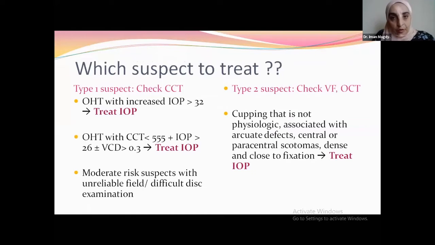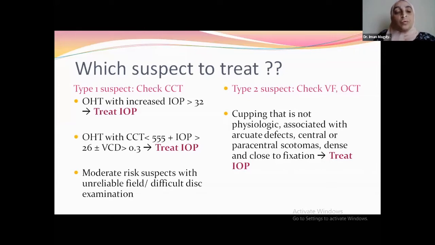So overall, if we look at both types of glaucoma suspect, which suspect to treat, we will find that in suspect number one, the ocular hypertensive patient, we treat patients with intraocular pressure higher than 32.